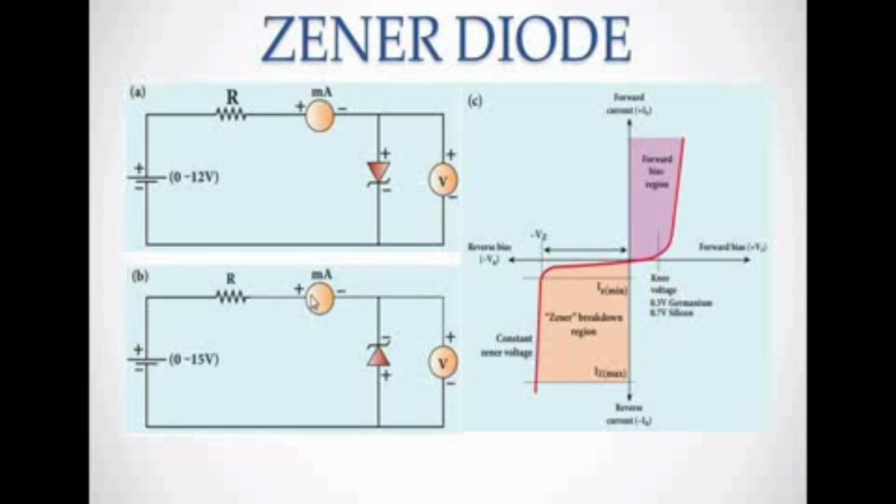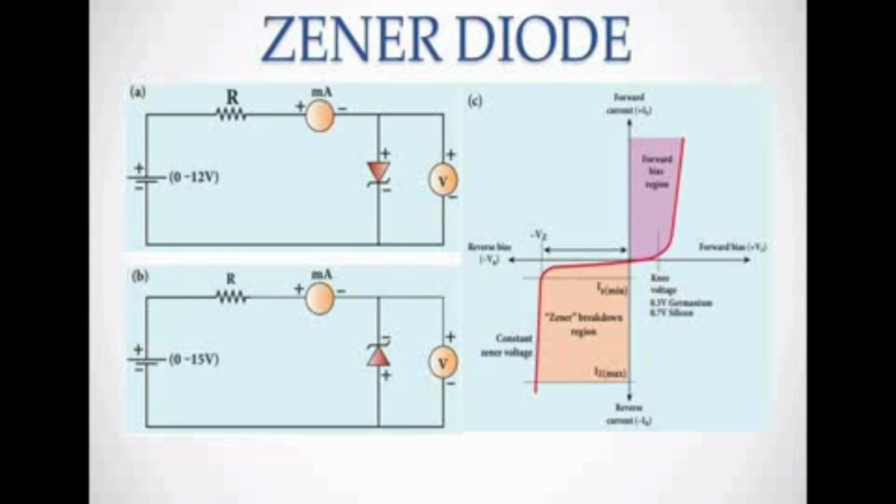The corresponding current is not there. When you draw the graph between the voltage and the current in a reverse bias condition, you see that gradually the flow of current increases. At a particular voltage, the flow of current increases to the maximum. That particular voltage is called the Zener breakdown voltage.